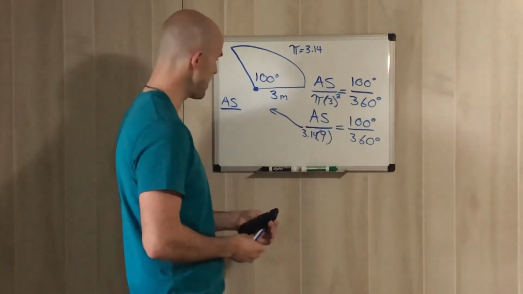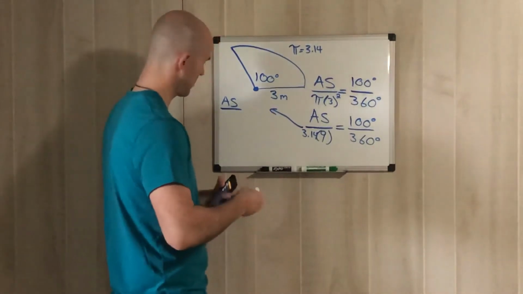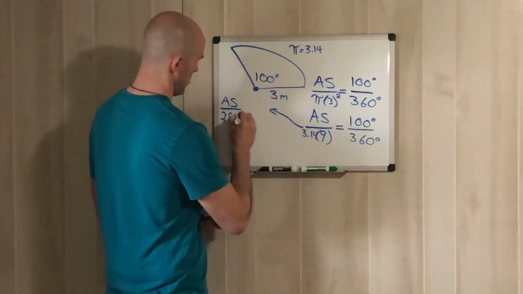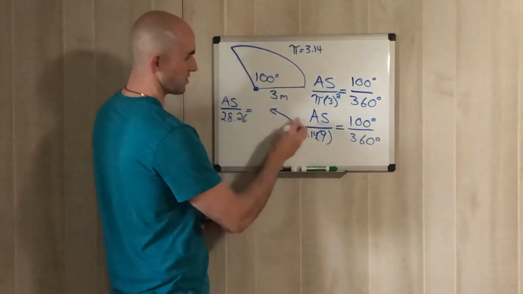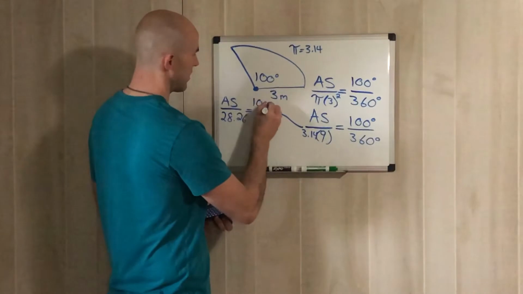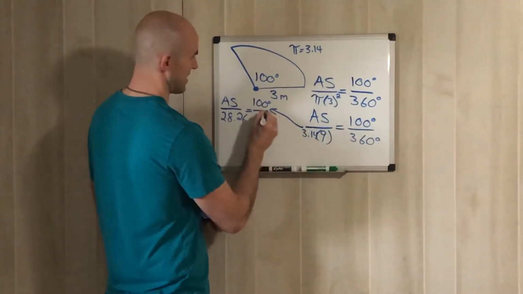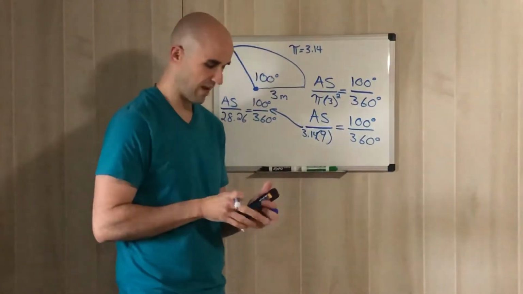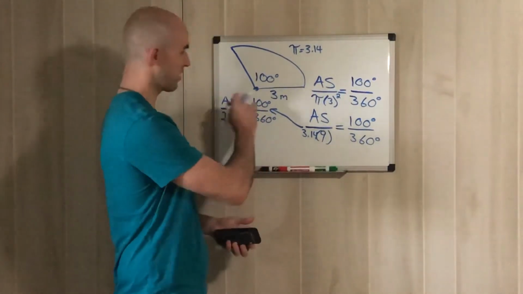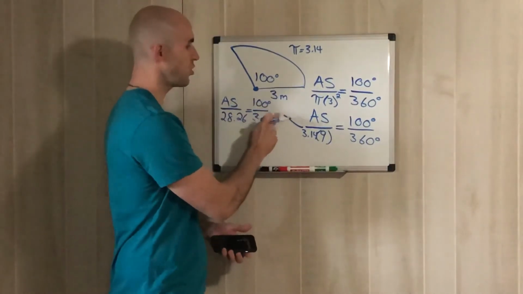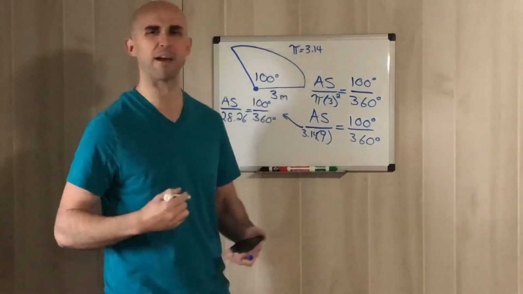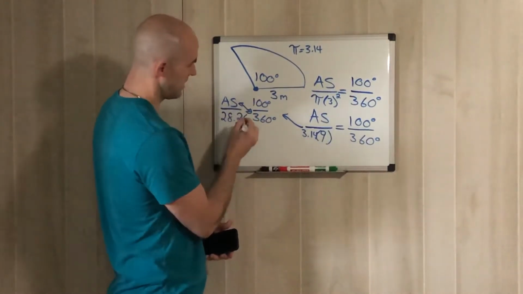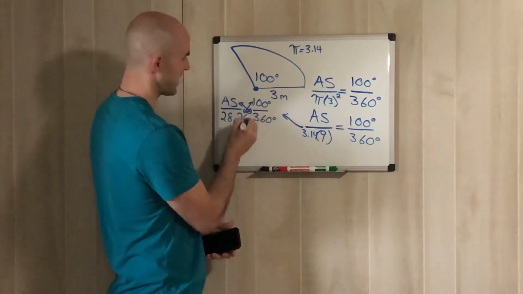gives us 28.26, and nothing else changes. The 100 is still the same, and the 360 degrees is still the same. So far we have that. And now, since we're working with a proportion, you know that the way that you always solve a proportion is by cross multiplying. So we're gonna end up doing AS times 360, and we're gonna do 100 times 28.26.